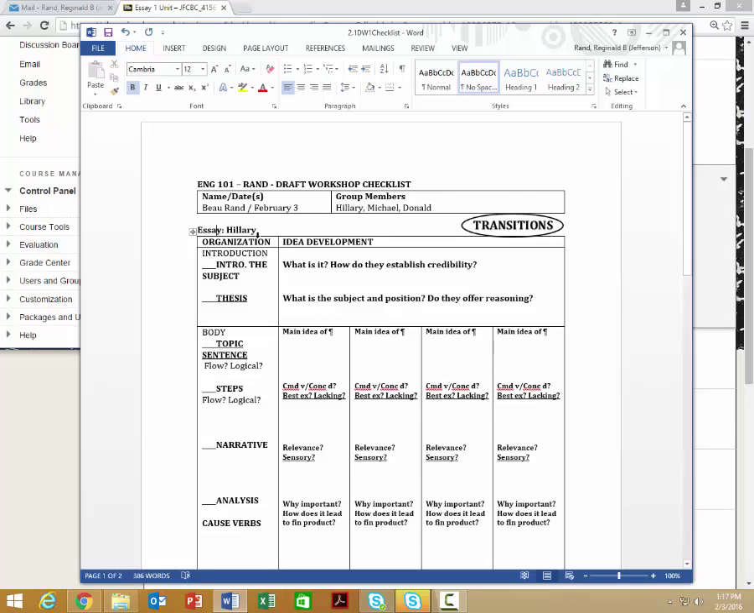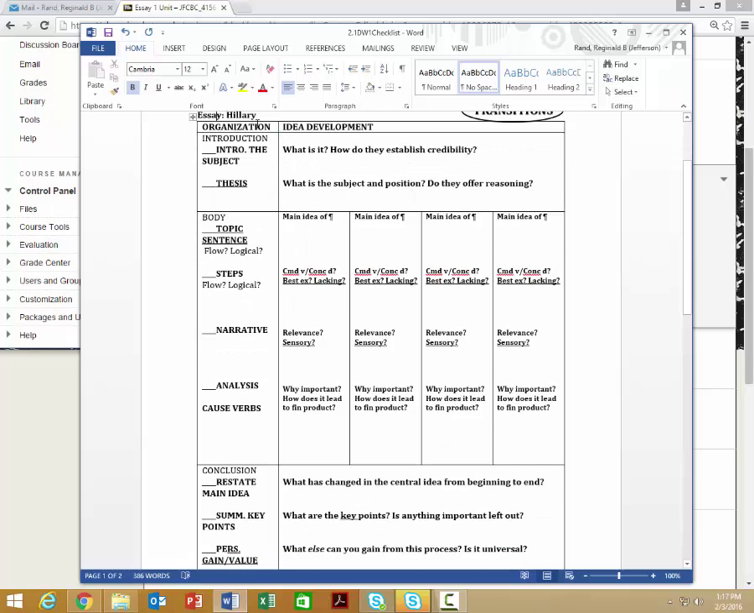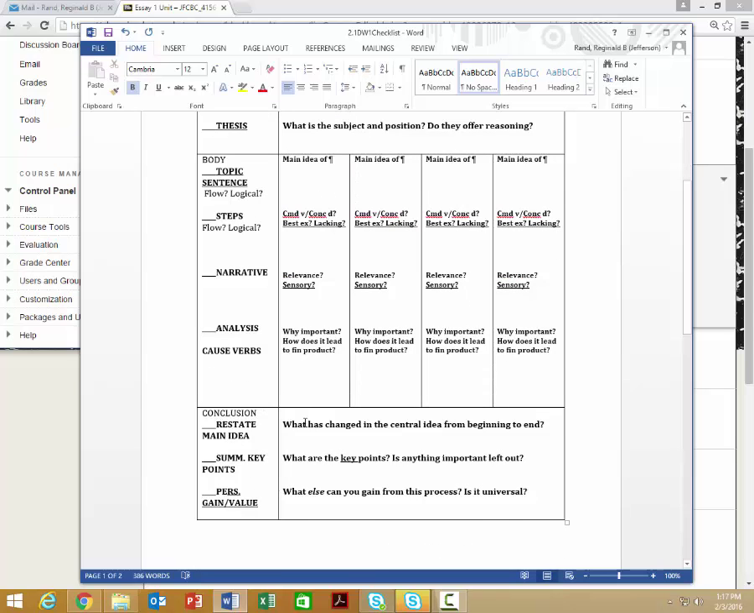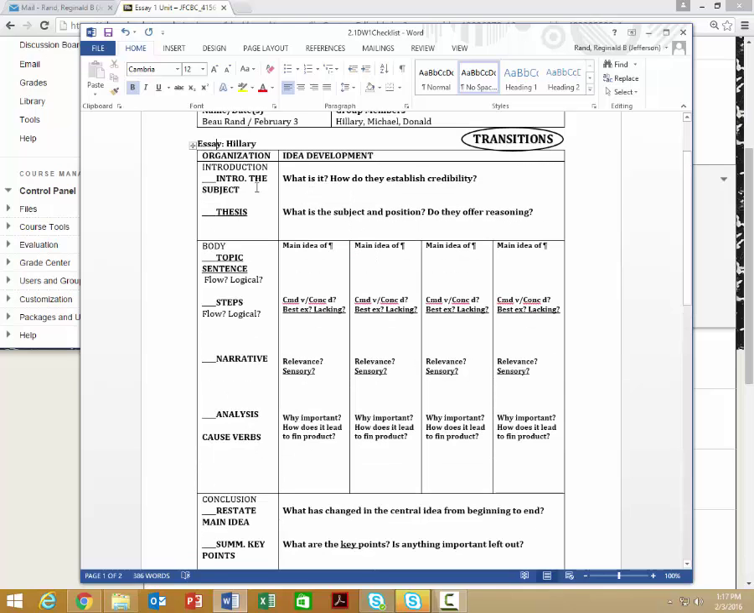So what this table shows you is, on the left column, which is the smaller one, the organizational flow of the essay: the introduction and the features of the introduction, the body and those features, and the conclusion. When it comes to reading each of these parts, say Michael, Donald, and I are reading Hillary's essay. We would first read the introduction and then answer these questions. Then we would go to the body, read each body paragraph, where each of these columns is reserved for a body paragraph, and answer the following questions here.